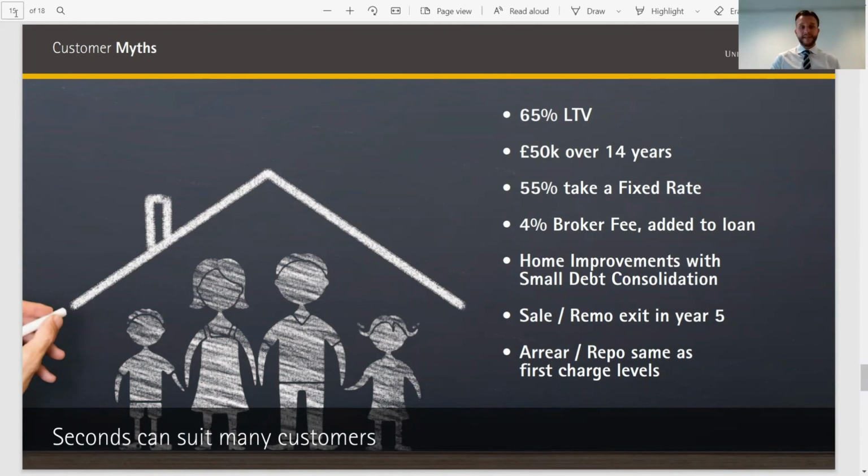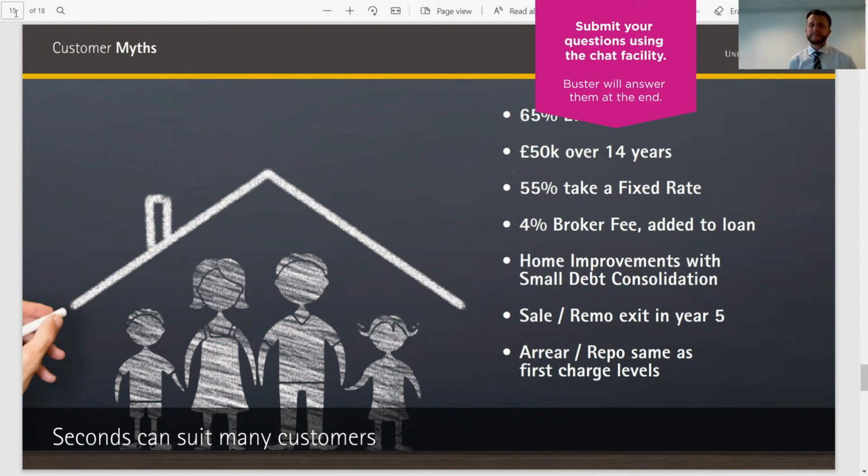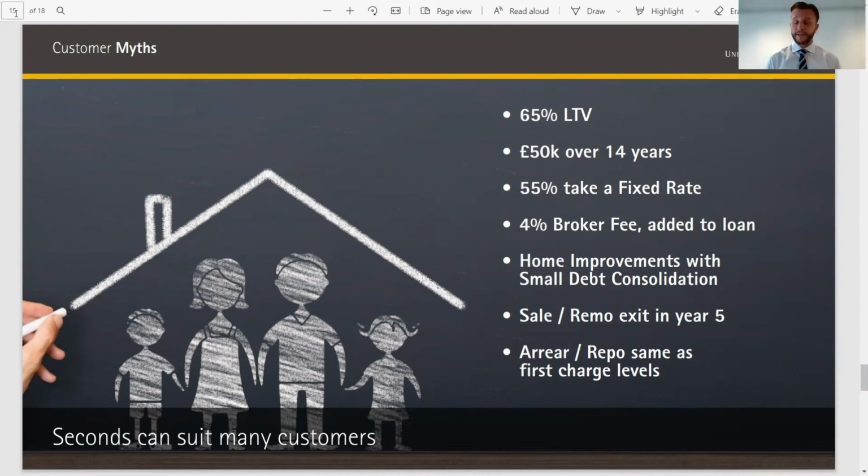And actually, some of these stats here on this second page really go to support that prime profile. So average borrower, 65% LTV, although options are available higher. Typical value, and these are based on the Finance and Leasing Association's numbers, is about 50 grand average loan size, taken out over 14 years, although as I said, they typically redeem in year 5. Just over half of people take a fixed rate. Typical fees are around 4% we see at UTB for the broker to charge. Now that will include valuation, and any referencing, etc.